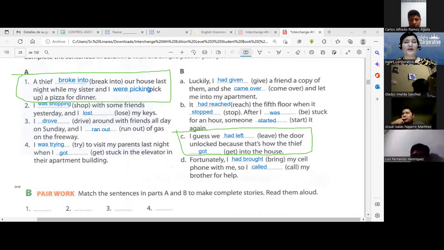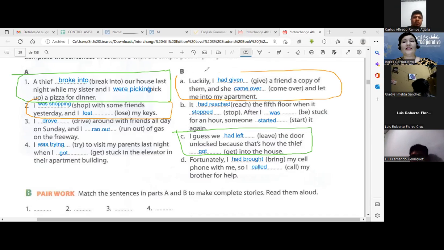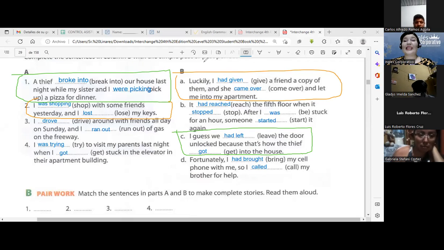Gabriela and Luis Roberto. Gabriela number two, and Luis Roberto, letter A. Go ahead. I was shopping with some friends yesterday, and I lost my keys. Luckily, I had given a friend a copy of them, and she came over and let me into my apartment. Very good job. Thank you, Luis. Thank you, Gabby.